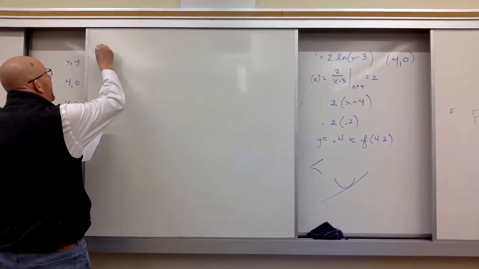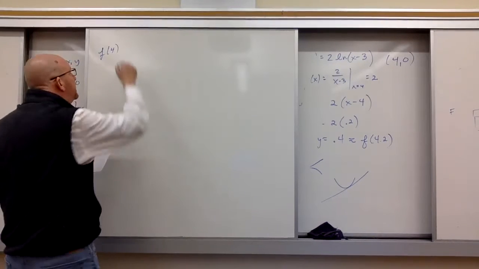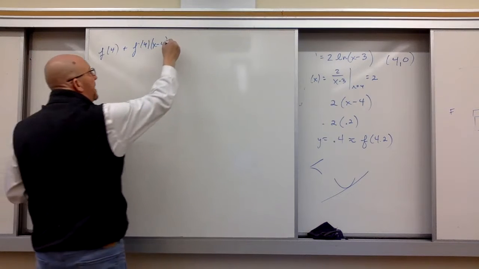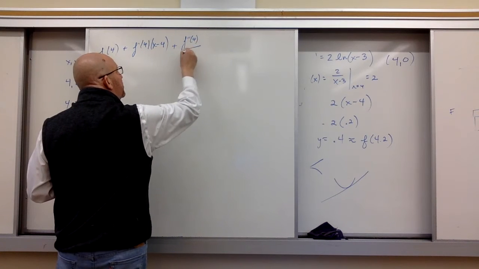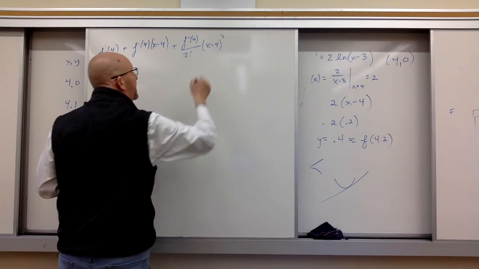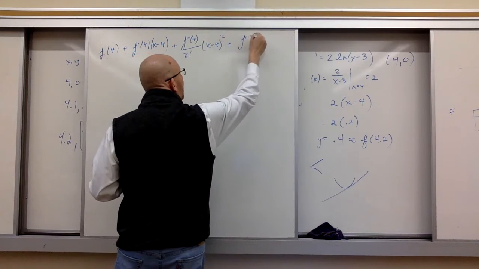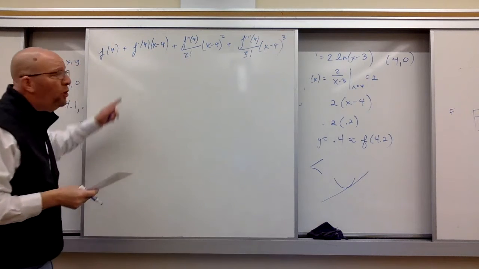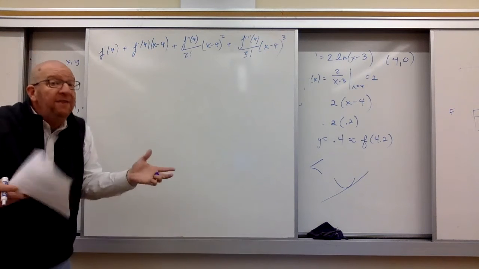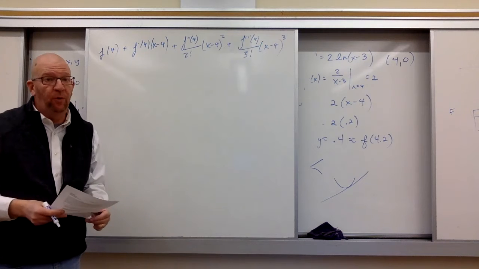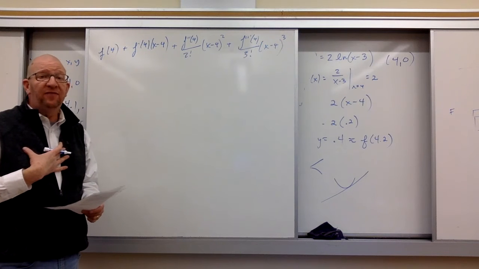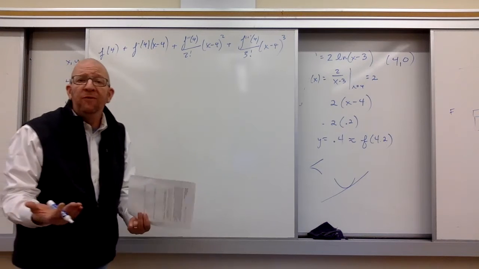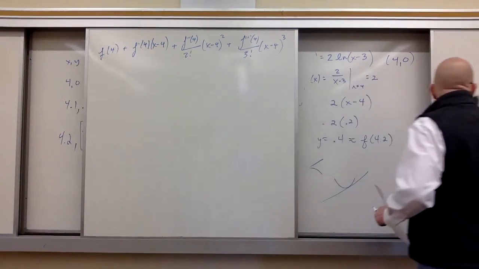F of 4, f prime of 4 times (x minus 4), f double prime of 4 over 2 factorial times (x minus 4) squared, f triple prime of 4 over 3 factorial times (x minus 4) cubed. And that, my friends, is your third degree Taylor for any function centered at 4. Now, all we have to do is figure out those f prime, f double prime, and f triple prime values. But we've already done a bunch of them, so we can do this.